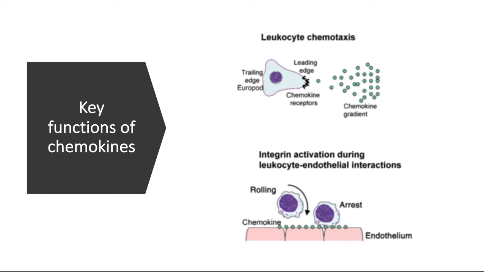The second function is maintenance of tissue architecture. Some chemokines are produced constitutively by stromal cells in tissues and are sometimes called homeostatic chemokines. These organize various cell types in different anatomic regions of the tissues, such as T and B lymphocytes in discrete areas of the spleen and lymph nodes.